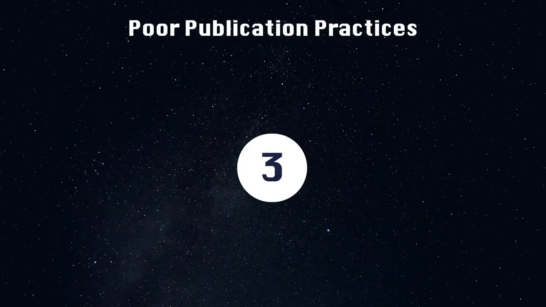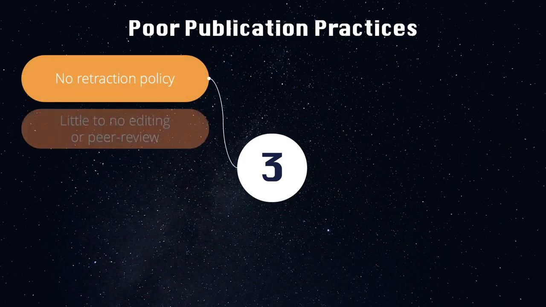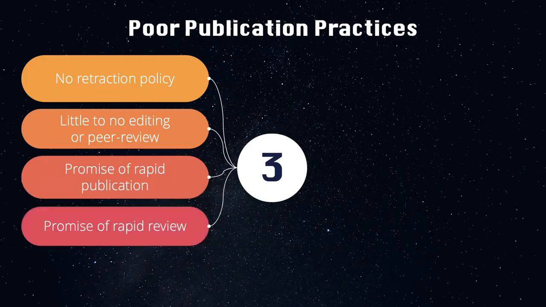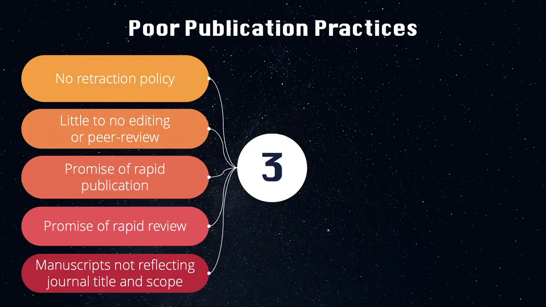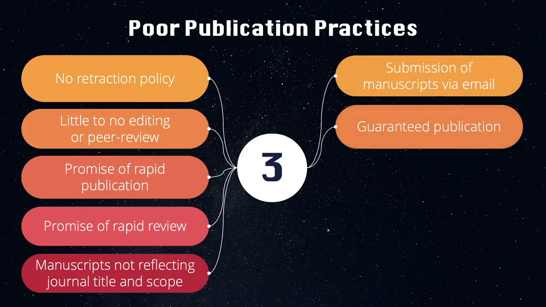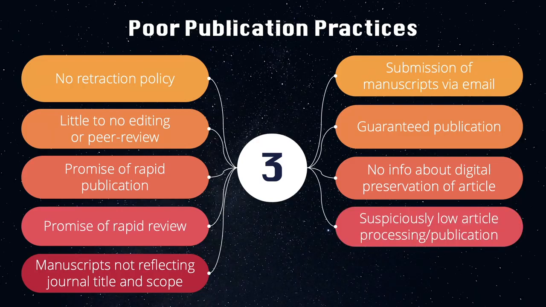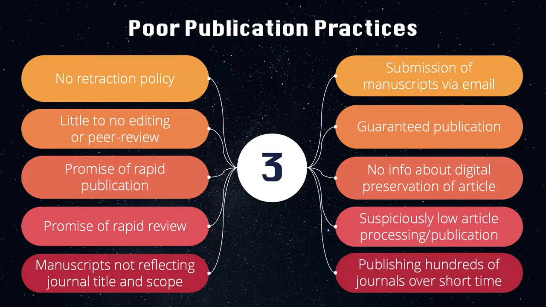The third red flag is poor publication practices, which include not having a retraction policy, little to no editing or peer review, promise of rapid publication, promise of rapid review, manuscripts not reflecting the journal title and scope, submission of manuscripts via email, guaranteed publication, no information about digital preservation of the article after publication, suspiciously low processing or publication fees, typically less than $150, and publishing hundreds of journals over a short period of time.